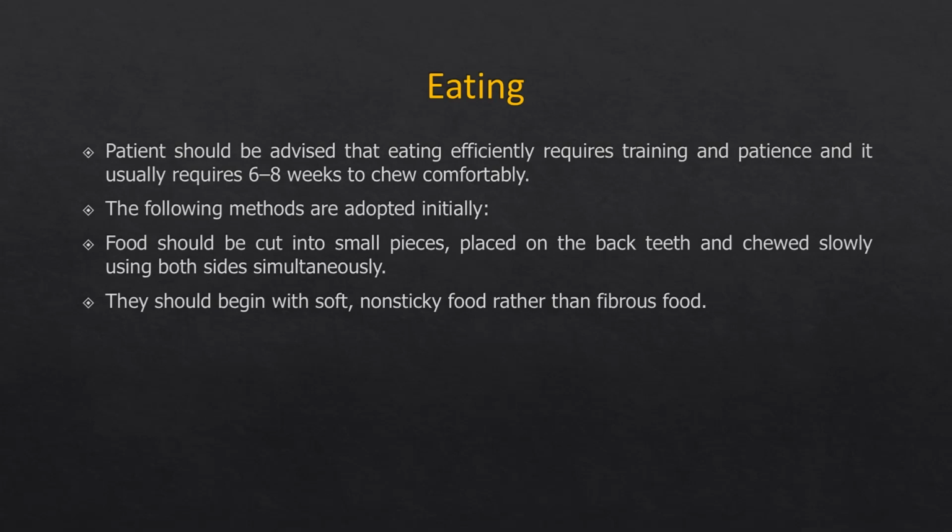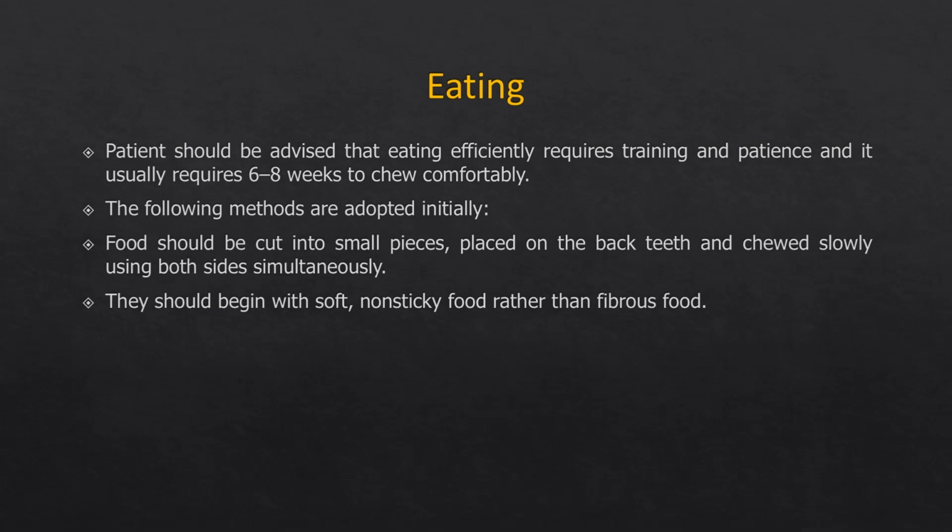And any food that the patient is eating, whether it is pizza, apple, banana, or any kind of fruit, needs to be cut into small bite-sized pieces and should be eaten with a spoon and fork. The patient cannot bite directly into the food like he used to with his natural teeth.